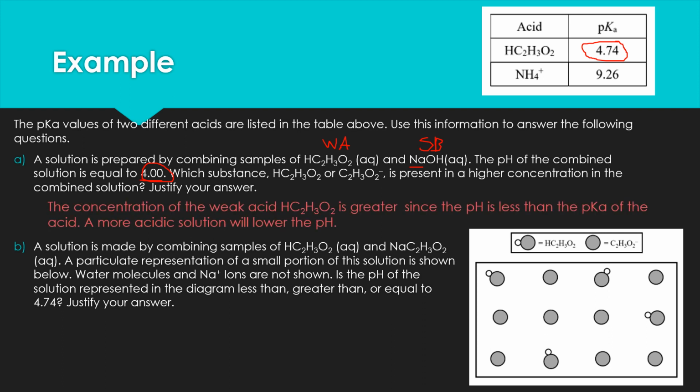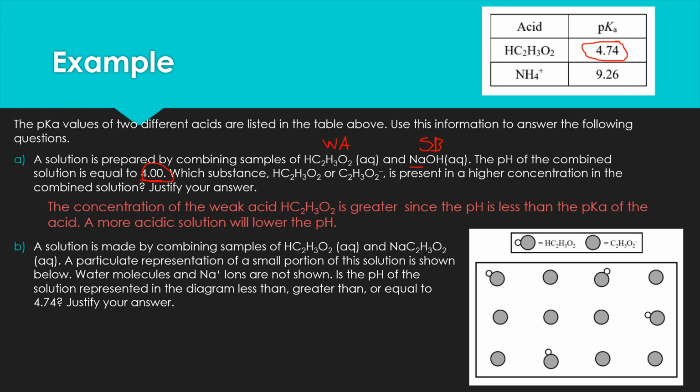So the concentration of the weak acid, HC2H3O2, is greater since the pH is less than the pKa of the acid. A more acidic solution will lower the pH. So that's how we can analyze a question like this. We've got a second one.